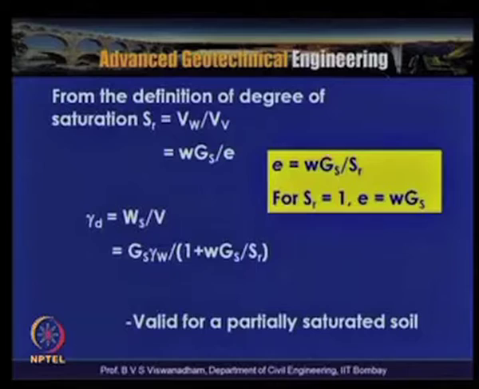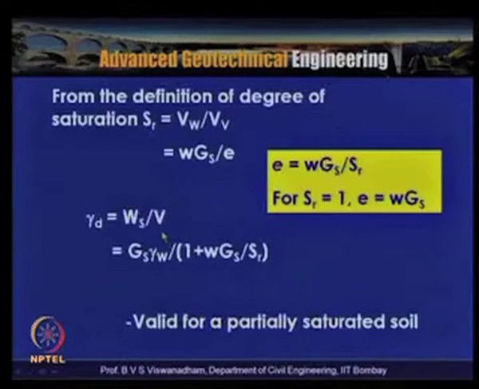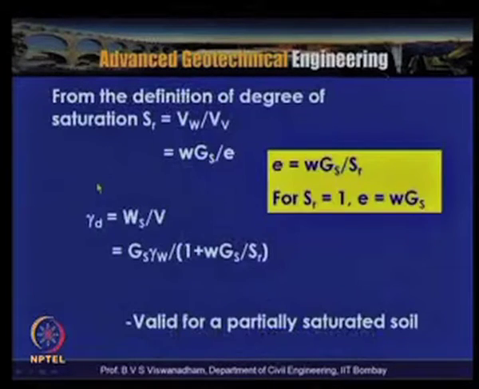So, here gamma d is nothing but Ws, that is dry state, that is Gs gamma w, divided by V, that is nothing but the volume, which is 1 plus e, but e is nothing but W Gs by Sr. So, for a partially saturated soil, the relationship is that gamma d is equal to Gs gamma w divided by 1 plus W Gs by Sr. So, this is valid for a partially saturated soil.